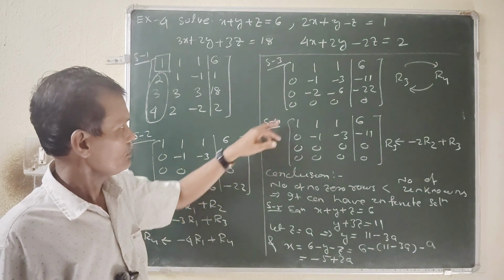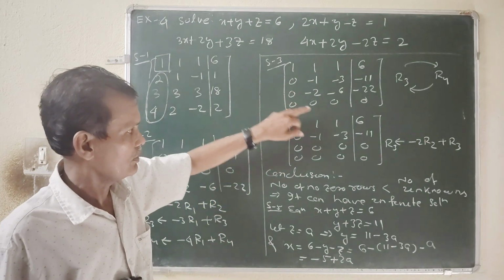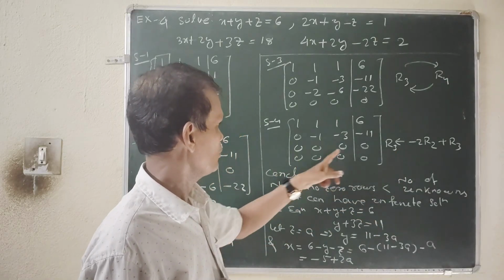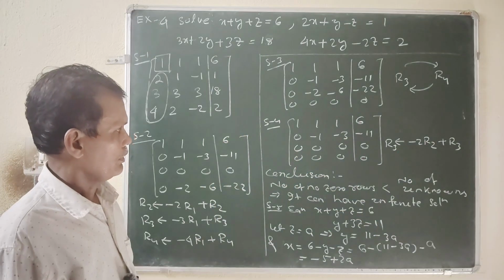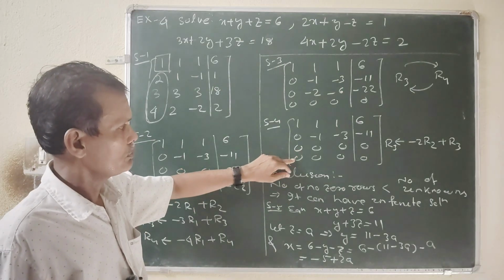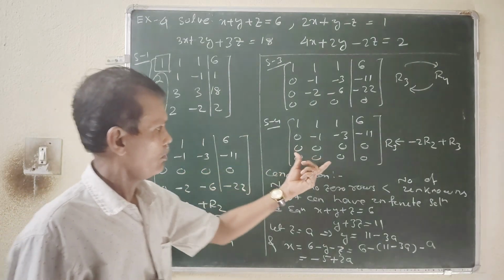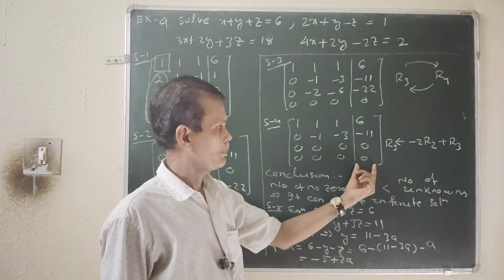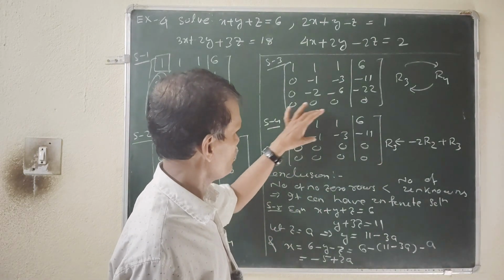Then using row 2, we convert row 3 by this law. Now by this operation, we get the third row is also 0. In this step, we found one interesting thing. We get two 0 rows, right? The coefficient part is 0 as well as the augmented part is 0. So we get 2 non-zero rows.